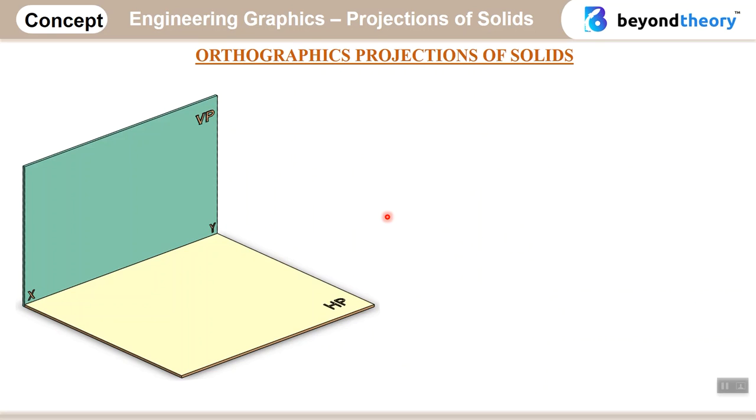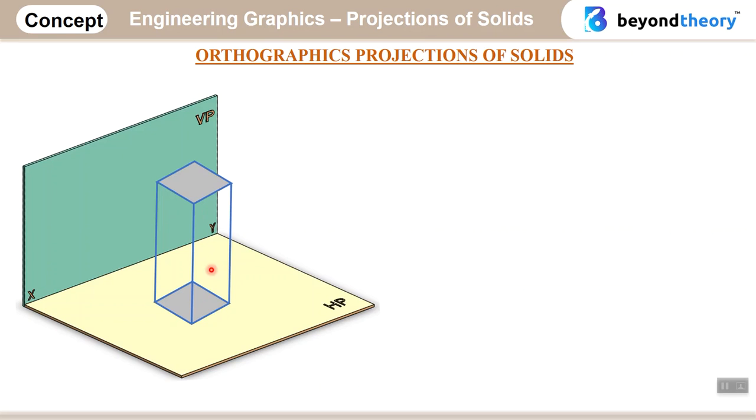Next, we are going to represent these solids with respect to HP and VP. Suppose we are having a horizontal plane and vertical plane like this, and assume that we have a prism resting on its base on HP. Now you can see that the axis of this solid is perpendicular to HP and parallel to VP. Our aim is to draw the orthographic projection of the solid. That means we are going to draw the top view, front view and side view of the solid.